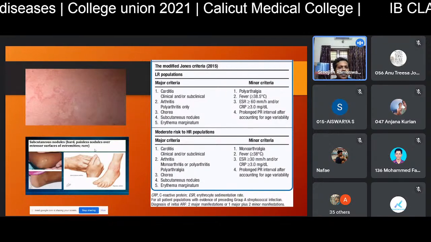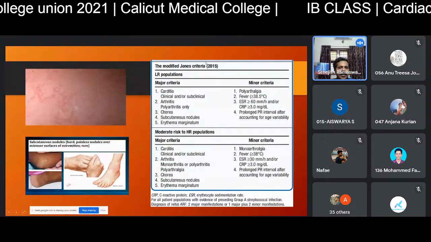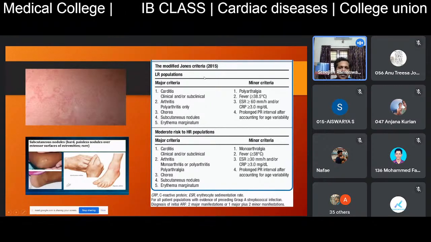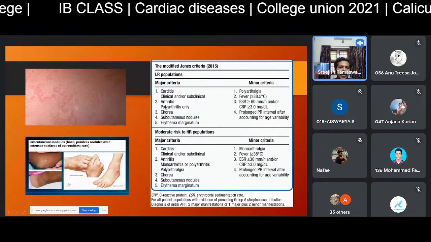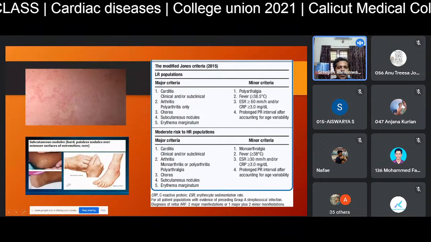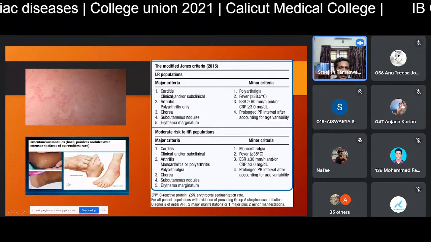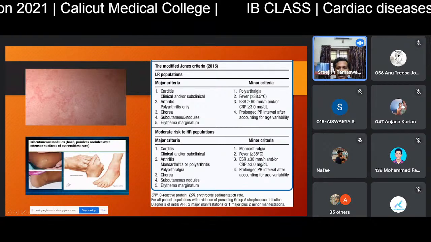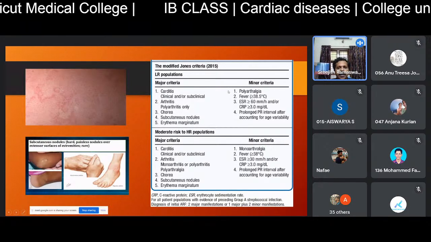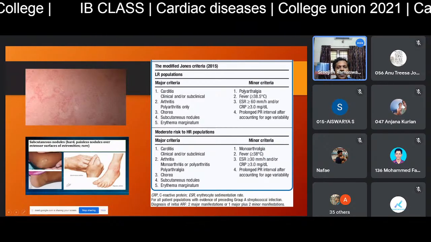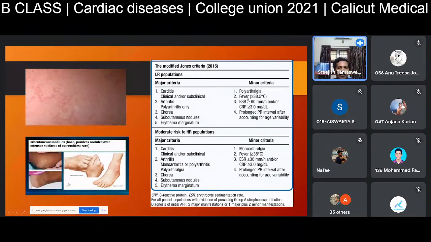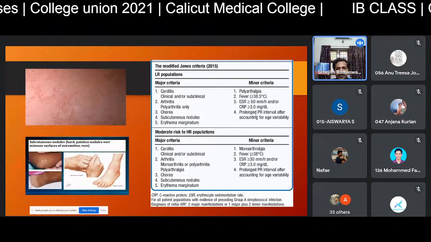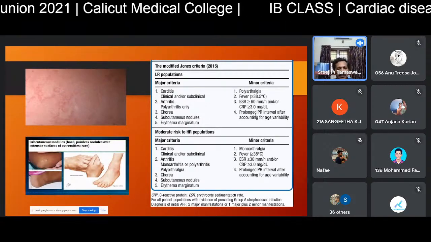And what you have studied as the criteria is the modified Jones criteria. You might have studied the major criteria as carditis, arthritis, that is polyarthritis, chorea, subcutaneous nodules, and erythema marginatum. While the minor criteria are polyarthralgia, fever, ESR or CRP elevation, and prolonged PR interval in the ECG. Okay. So this is the major and minor criteria.